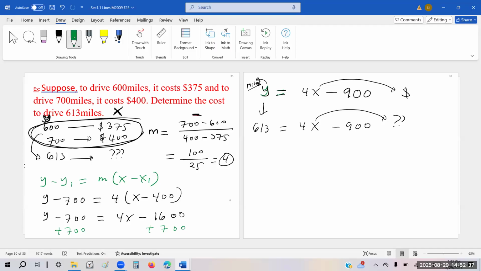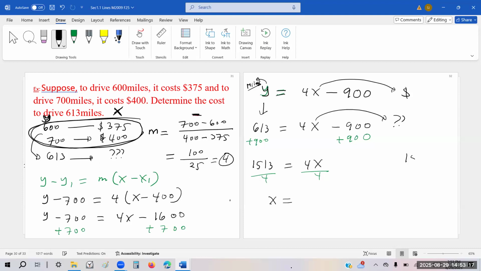So what do you do? For X, add 900. We get 1513 equals 4X. So it's not a whole number, it will be a decimal. Did I make a mistake anywhere? No, right? 613 miles. Okay, and then we divide by 4. Without using a calculator, you have to find how much this is.